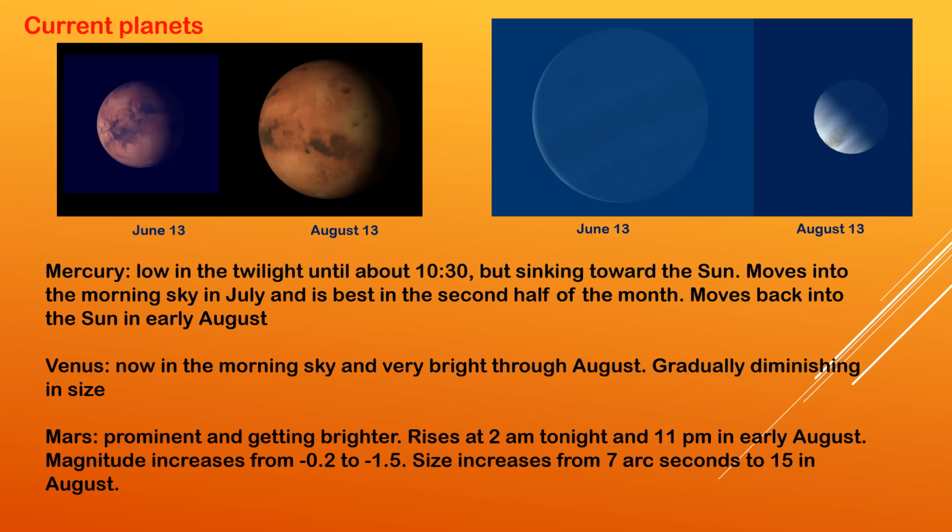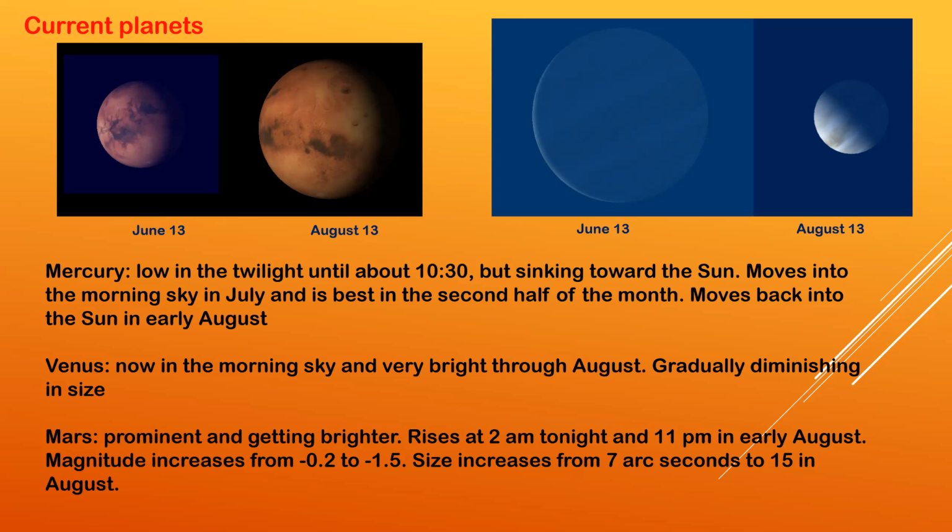You can see in my diagram on the upper right the size of Venus on June the 13th and the shape of it, a very narrow crescent tonight or tomorrow morning, versus what it'll look like 2 months from now, quite a bit smaller, probably somewhere around half to a third the size it currently is, and it'll become more fully illuminated.